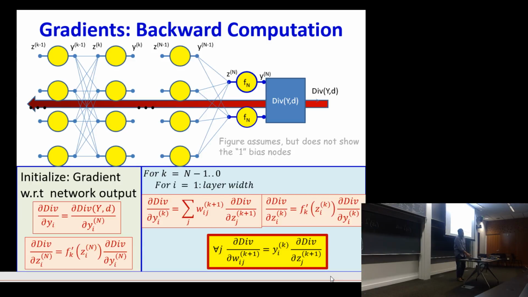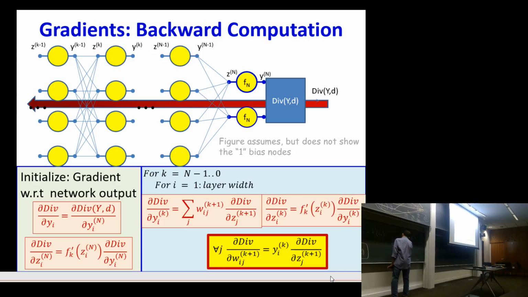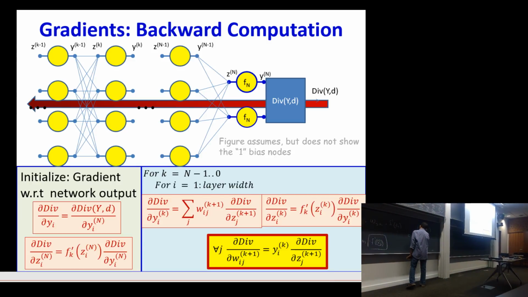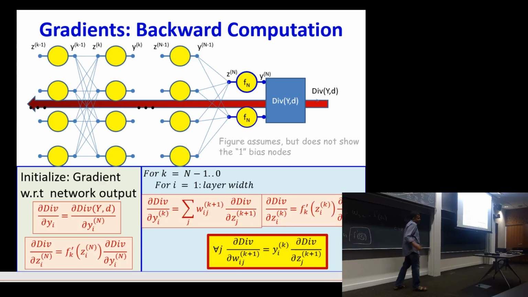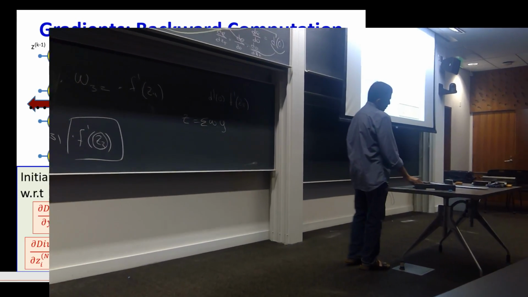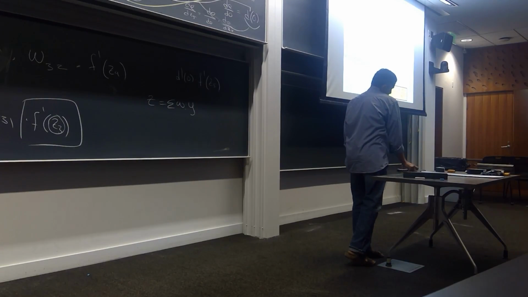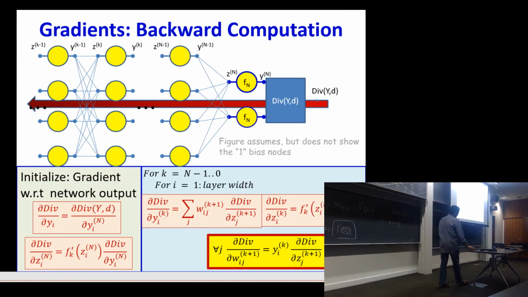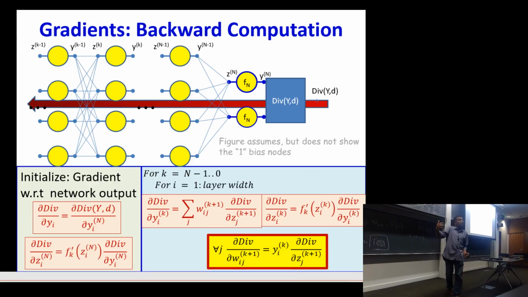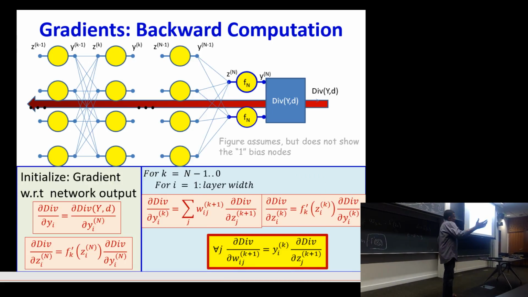That is because you had z equals w times y, right? Right. So the derivative with respect to the weight is going to give you the y, and the derivative with respect to the y is going to give you the w, which means that you can actually even compute the derivative of the error with respect to the input to the network. You can work your way all the way backwards.